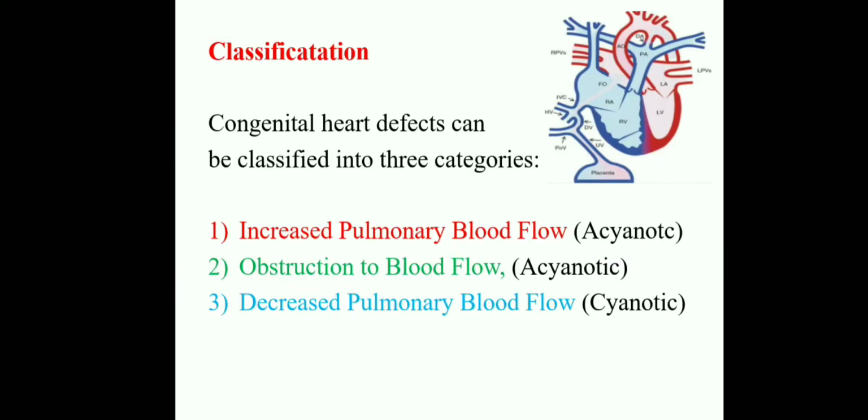According to another classification, congenital heart defects can be classified into categories: increased pulmonary blood flow, obstructive blood flow, and decreased pulmonary blood flow. Increased pulmonary blood flow and obstructive blood flow are acyanotic conditions, and decreased pulmonary blood flow comes under the cyanotic condition. Here on the left side, this is right to left shunt. Because of the pulmonary blood flow change, the right to left shunt is there.